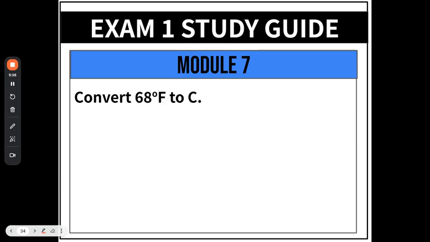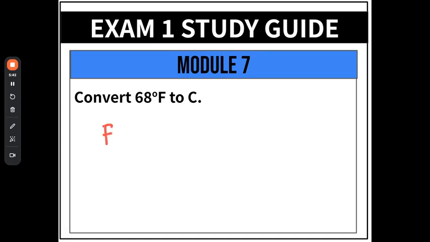Let's keep moving forward here. Convert 68 degrees Fahrenheit to Celsius. Okay, so again, on your formula chart, there are a couple of formulas you can choose from. It doesn't really matter which one you use as long as you put the correct numbers in for the correct variables, but I'm just going to pick one. I'm going to go ahead and use this one.